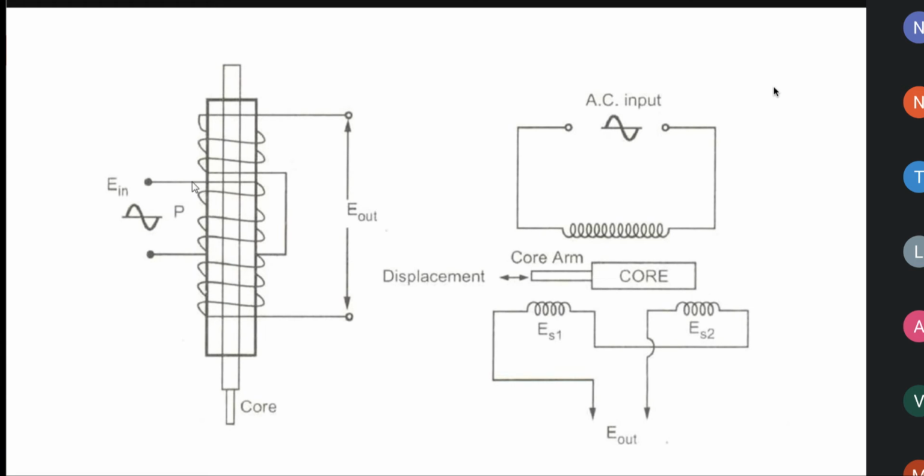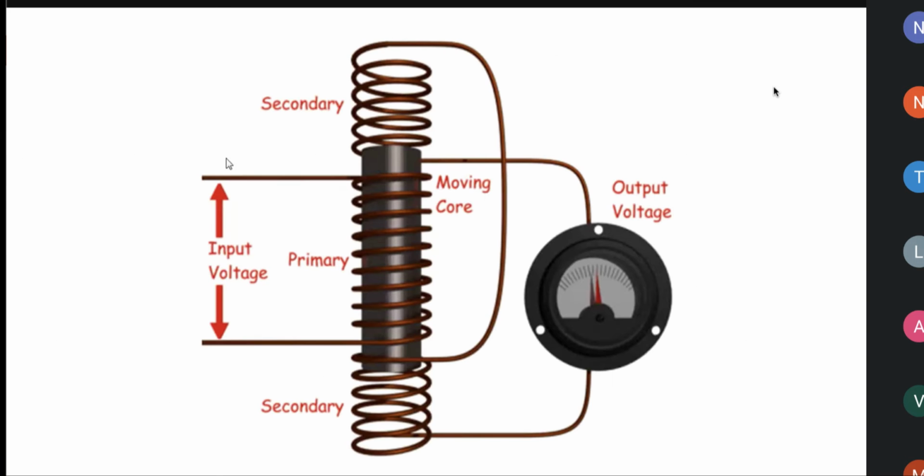That is a coil. So this is the diagram we have seen in the last class itself. The secondary is split into two. One is placed at the top, another part is placed at the bottom. In the middle, they are keeping the primary. So the primary will be connected with the input voltage. The secondary will be connected to the voltmeter. This is the simple diagram.